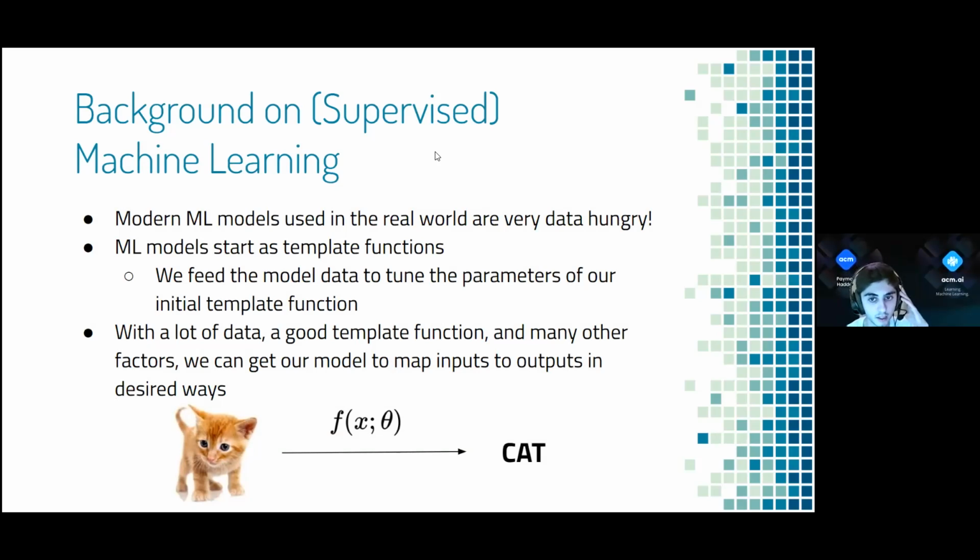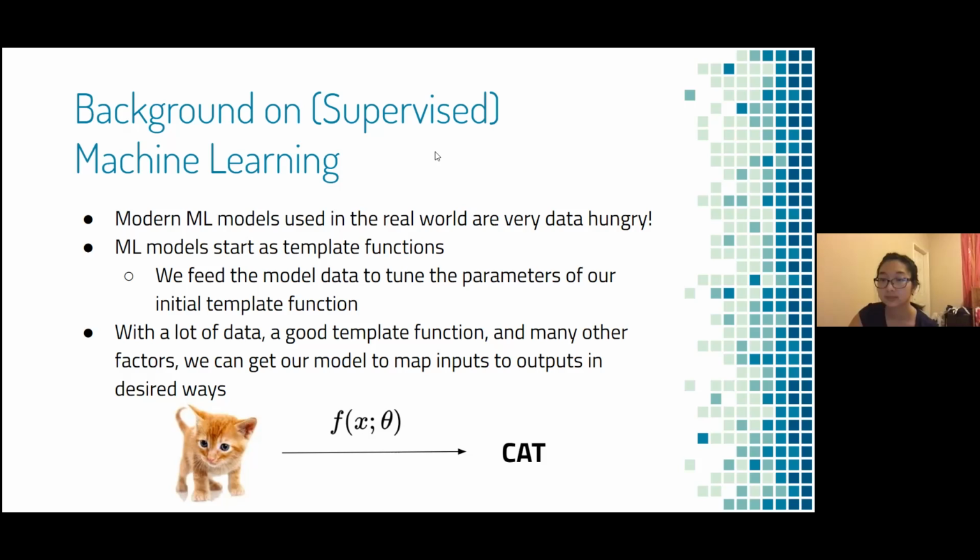So let's discuss high level machine learning. Modern machine learning models, particularly deep learning models, are very data hungry. They have many, sometimes millions or billions, of learnable parameters that need to be tuned. In the supervised case, you feed the model data. You can think of the model as just an input-output function. You feed it a bunch of inputs, it gives you an output, and you know what the output is supposed to be. That's part of the data.